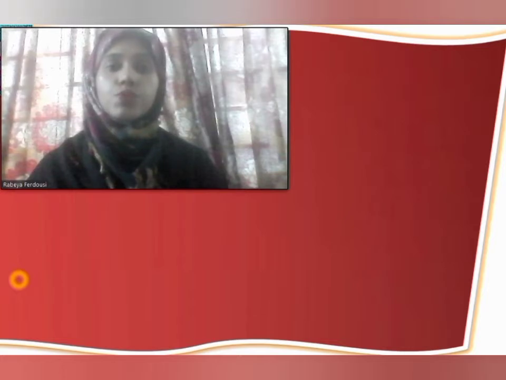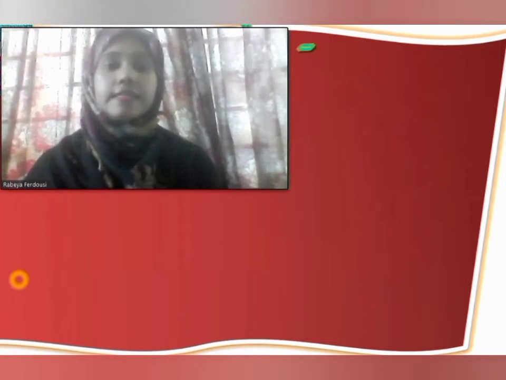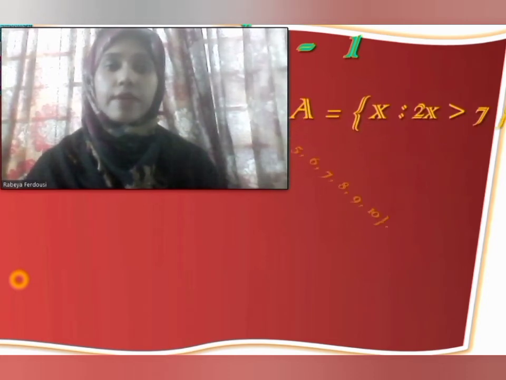A is equal to x such that twice x is greater than 7. Here x is obviously an integer, and the result of multiplying 2 with x will have to be greater than 7. Now if we think about the integers between 1 to 10, we can see when x is equal to 1, then 2 into 1 is equal to 2, which is less than 7.